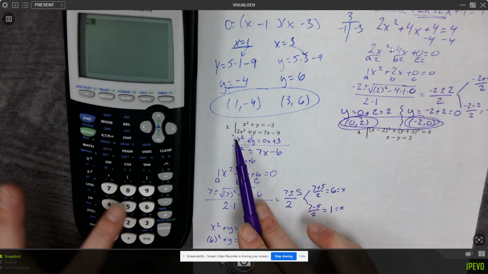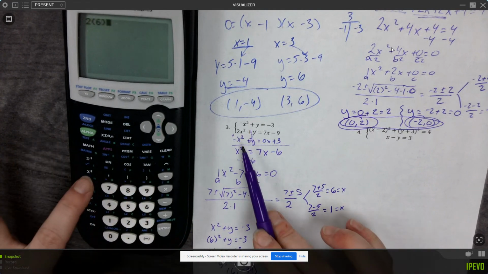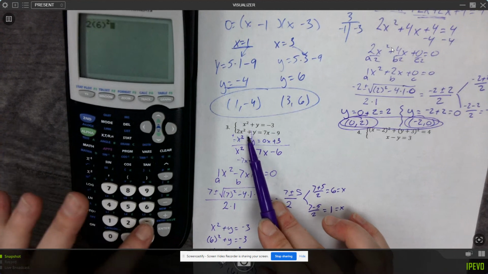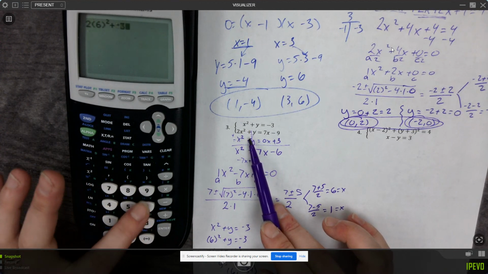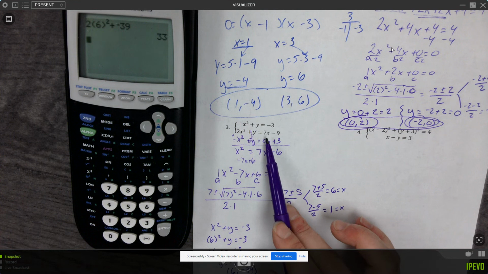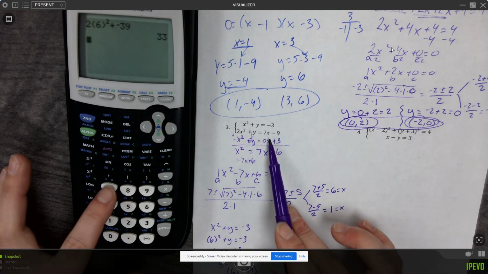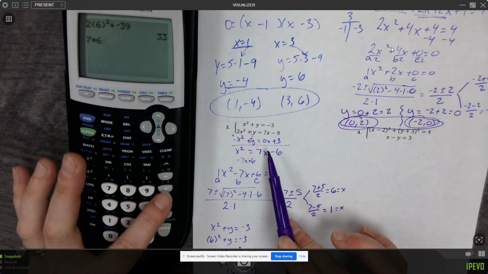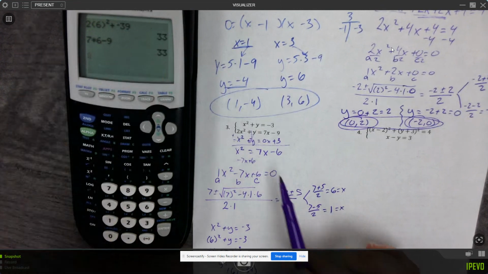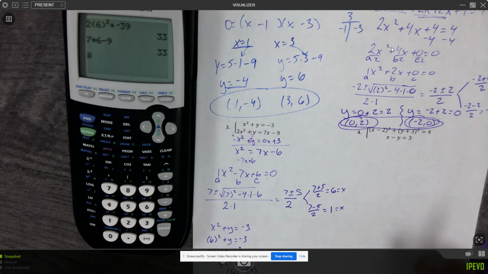Which you can check in the other one. 2 times 6 squared plus negative 39. Now I don't know what it equals yet because I have some stuff over here. It should equal 7 times x, which is 6, minus 9. 33 equals 33. Good job.